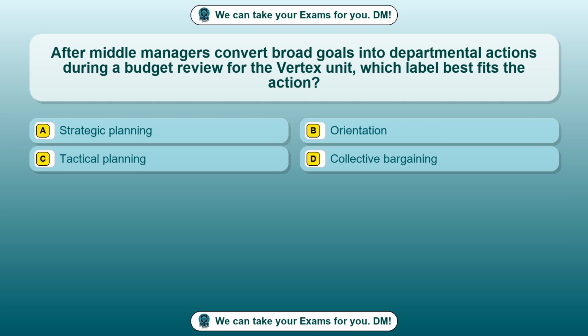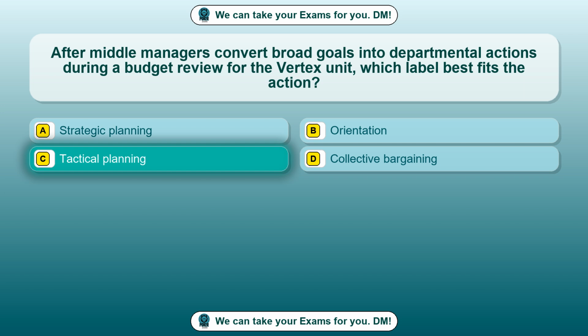Question 31. After middle managers convert broad goals into departmental actions during a budget review for the Vertex unit, which label best fits the action? Option A, strategic planning. Option B, orientation. Option C, tactical planning. Option D, collective bargaining. The correct answer is option C, tactical planning.